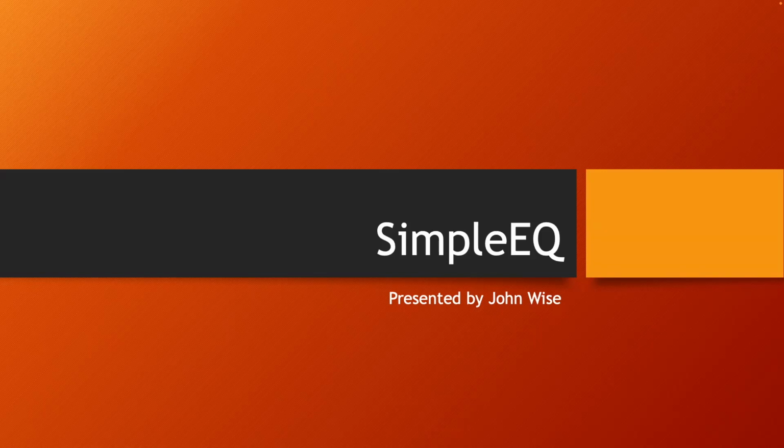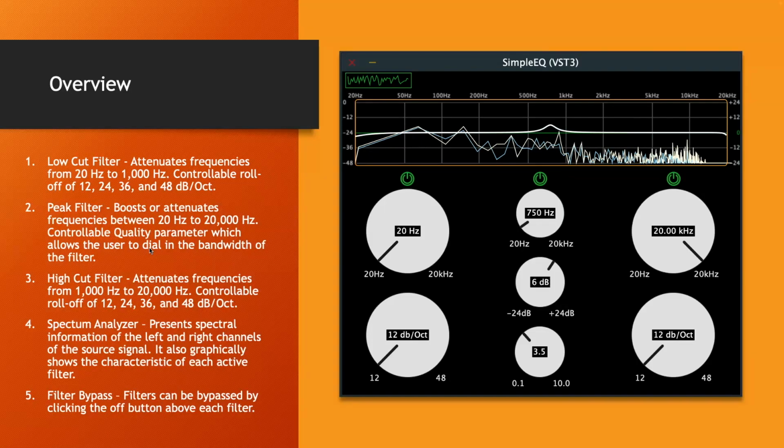Now let's talk about SimpleEQ. SimpleEQ is a 3-band filter plugin consisting of a low cut, high cut, and peak filter. The low-cut filter attenuates frequencies from 20 to 1000 Hz and has a controllable roll-off of 12, 24, 36, and 48 decibels per octave. The high-cut filter attenuates frequencies in the range of 1000 to 20,000 Hz and has a controllable roll-off as well.